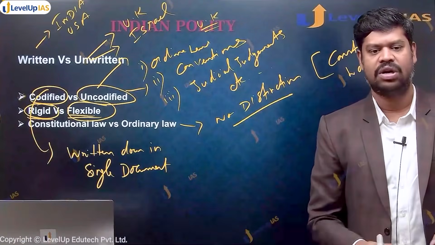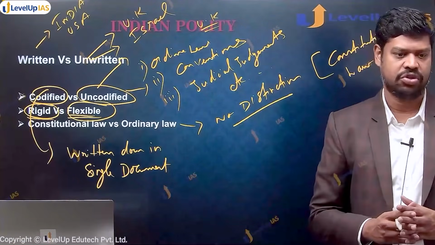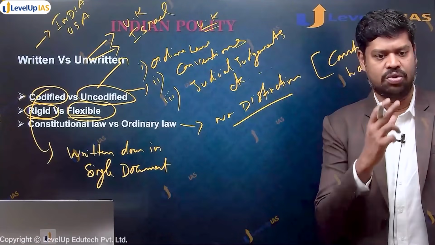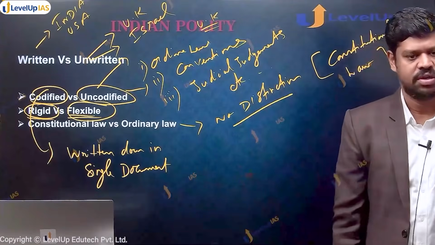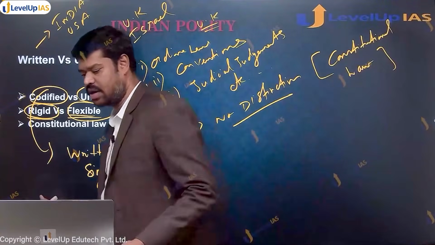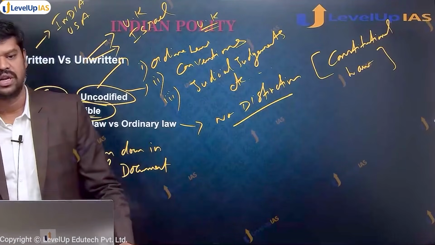But in India, whatever is the law is not everything part of the constitution. Only those provisions in the constitution are the constitution; outside those things, everything is ordinary law. Is that clear? So these are the distinctions between what is called a written and an unwritten constitution. Is that clear to all of you?